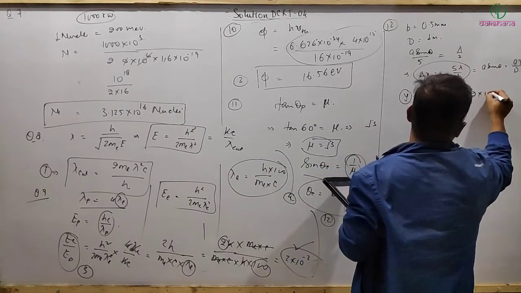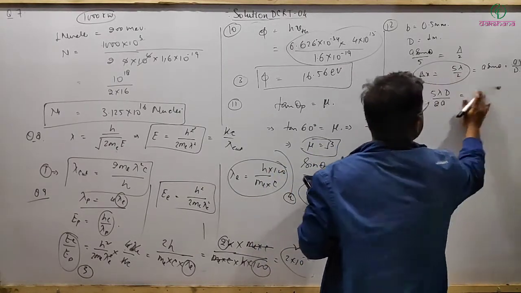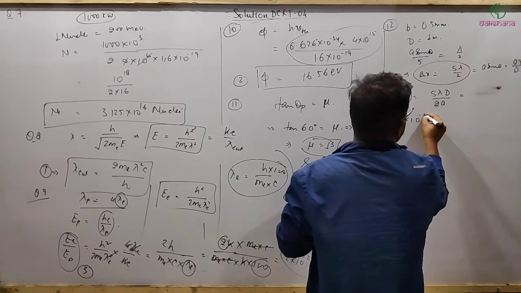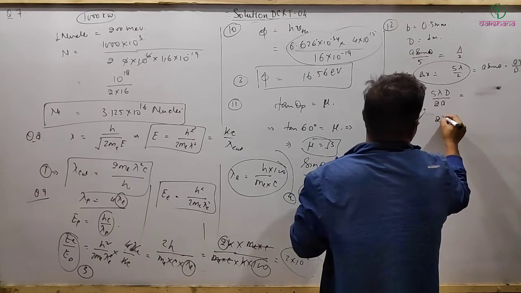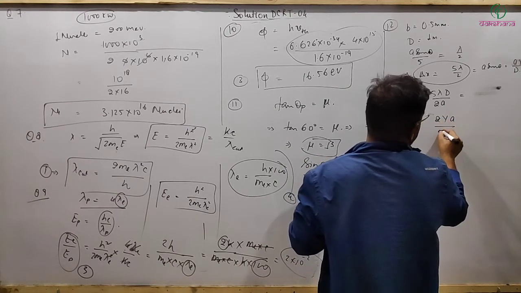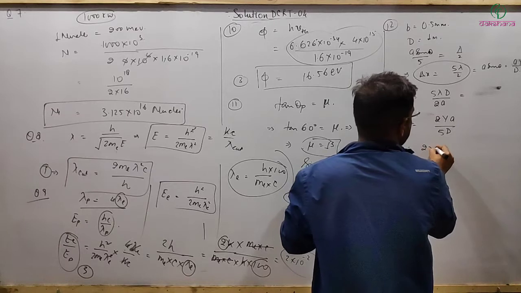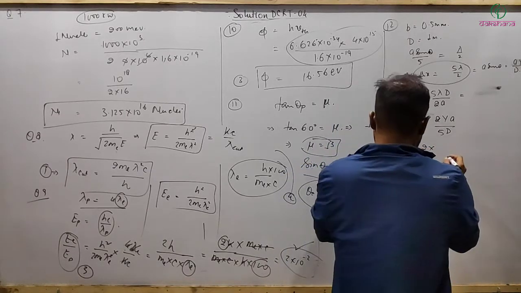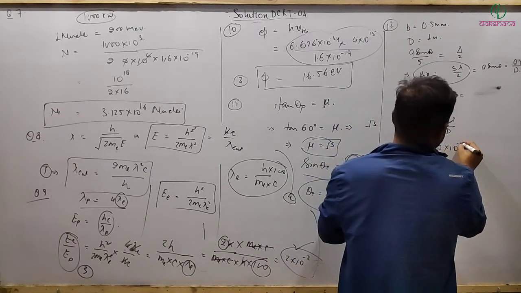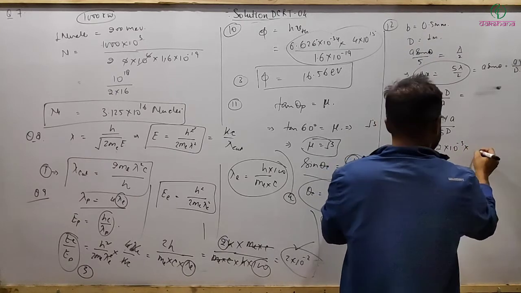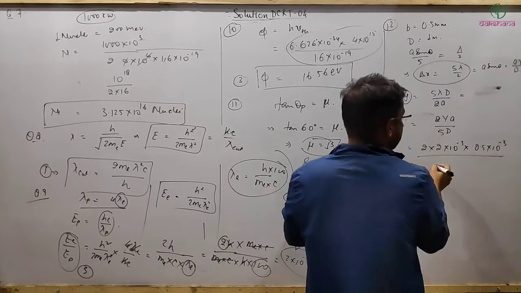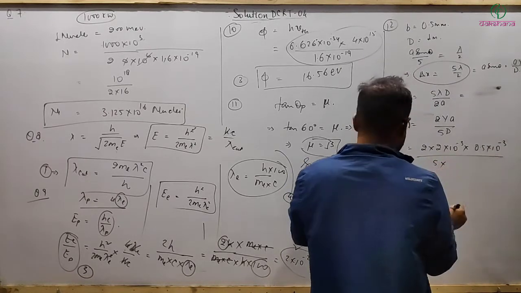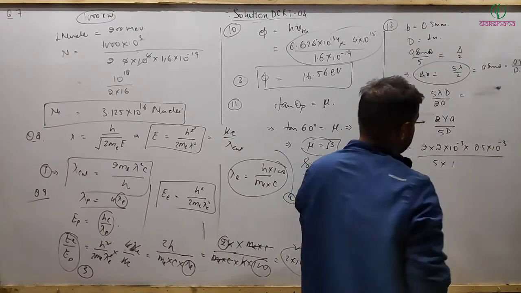2 mm, that is 2 into 10 to the power minus 3. Let me write it here. So 2 into 10 to the power minus 3, and we are asked for lambda, so let me rearrange lambda. So lambda is 2 y a divided by 5 into capital D. Simplifying, 2 into y is how much? Distance 2 mm, 2 into 10 to the power minus 3. A, the slit separation, 0.5 into 10 to the power minus 3, divided by 5 multiplied by capital D, which is given as 1 meter. Right?